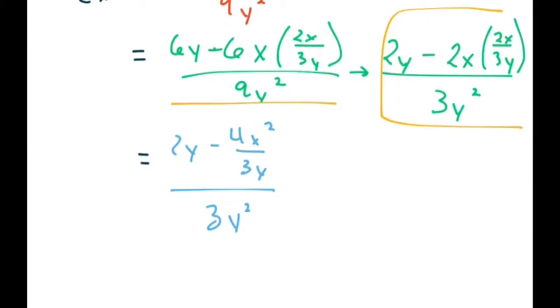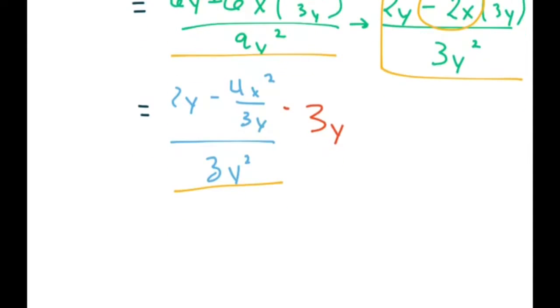So after that, you would multiply this negative 2x times the parentheses, and you would get this step. So now you want to eliminate the 3y in the numerator, so you would multiply times 3y, the entire thing. So when you do that, you get 6y minus 6y, you would get 6y squared minus 4x squared over 9y to the third.